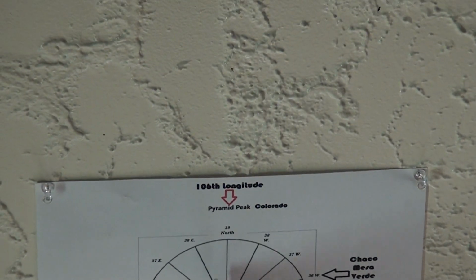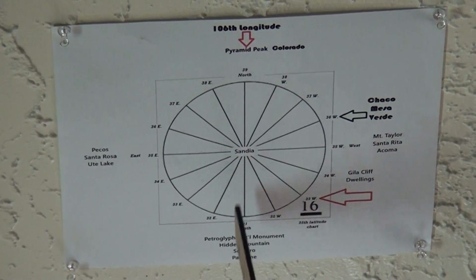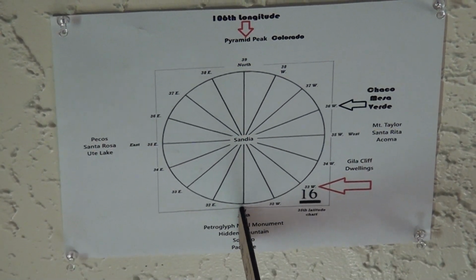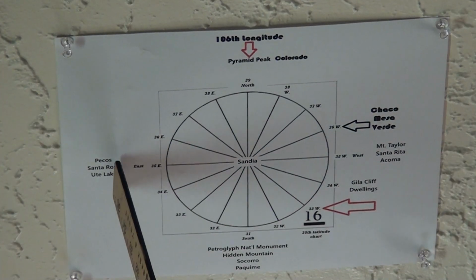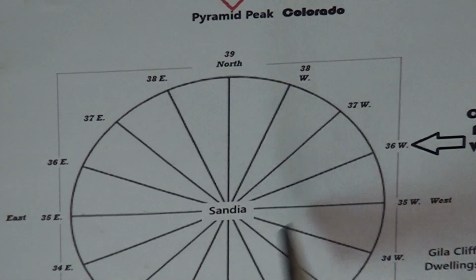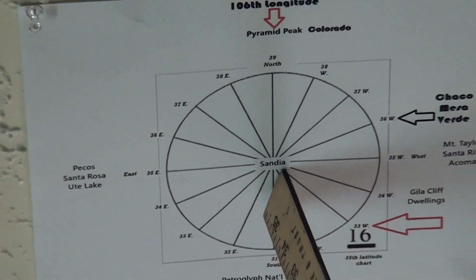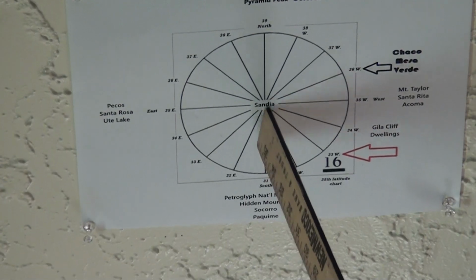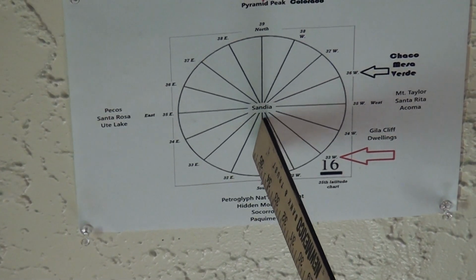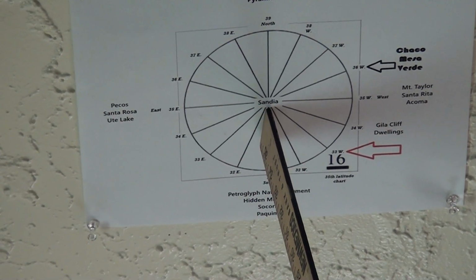Now north is this red arrow. South is 13 on this end. East is over here. West is over there. And the Sandia Mountain is located directly in the center, right there. The Sandia. How to use this besides as an indigenous compass?